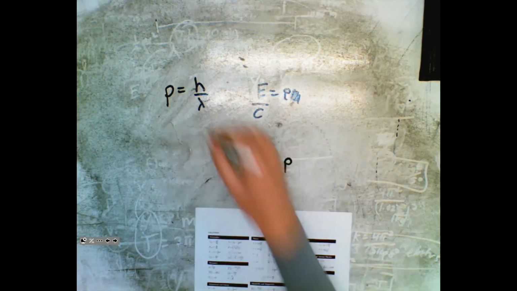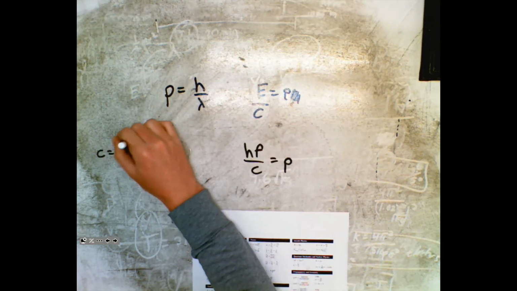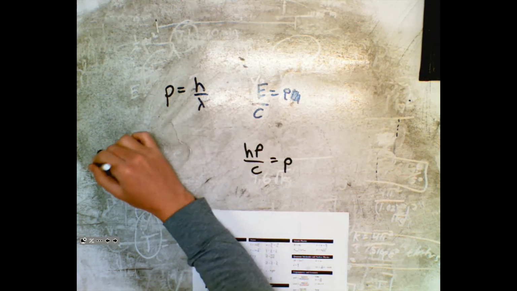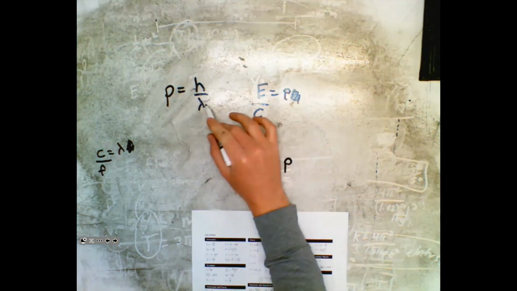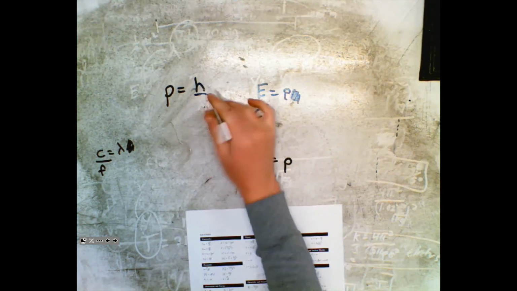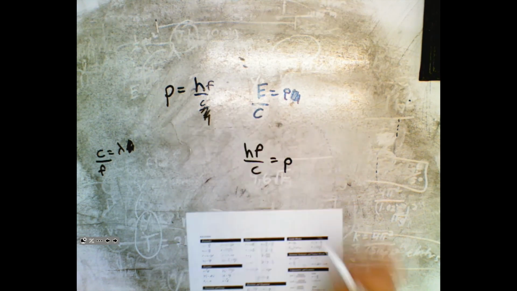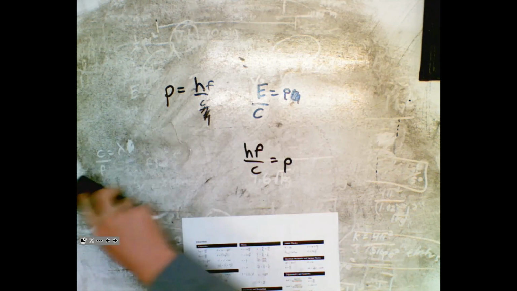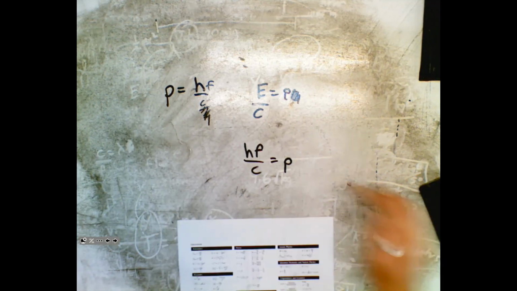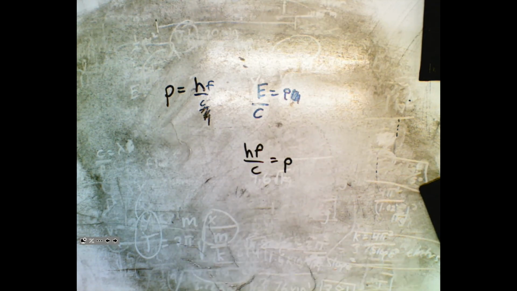So it equals that. We could also do it here because we could use c equals lambda f, and lambda is equal to c over f. So instead of having lambda here, I can go c over f, and then the f would move up top there, and I get the same thing. So it doesn't matter which one you use. This one's just a little bit easier, I think. So we end up getting this formula here. hf over c is equal to our momentum.